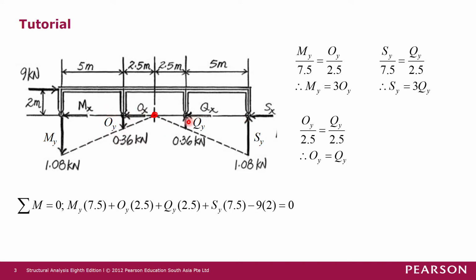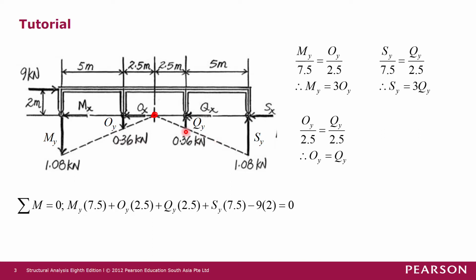The next equation that we may look at is from this similar triangle here and here. From these two similar triangles, we have Sy over 7.5 equals Qy over 2.5. So meaning that Sy is equal to 3 Qy.